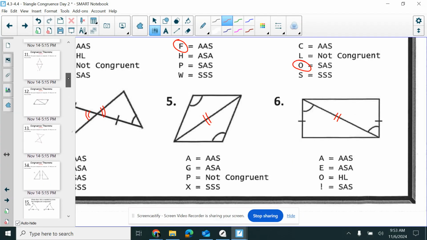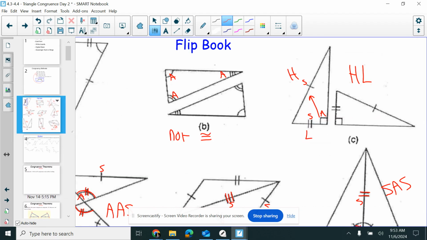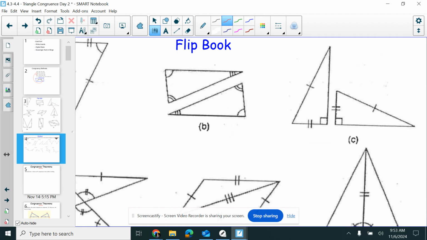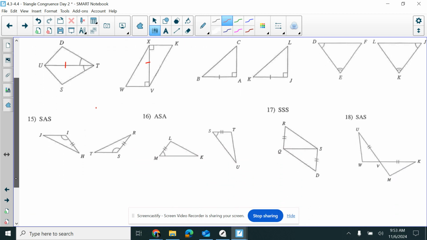I want to go over one more example in our flip book. In these examples, there's something missing, and you have to figure out what's missing. So the first thing I want to do is, if there's a shared side, I'm going to add marks. Or if there's vertical angles, I'm going to add marks. So that's not what we're looking for. What we're looking for is what else is missing in order to do that rule.